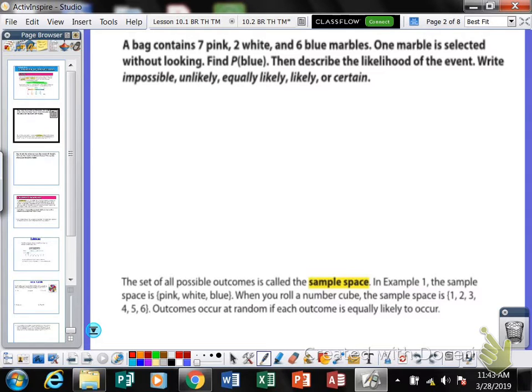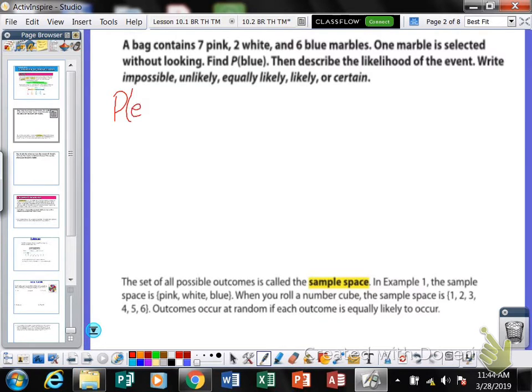Our first problem: a bag contains 2 pink, 2 white, and 6 blue marbles. One marble is selected without looking. We want to find the probability of blue and then describe the likelihood of the event: impossible, unlikely, equally likely, likely, or certain. First, we want to remember how we write the probability of a certain event happening. We want to write that ratio.